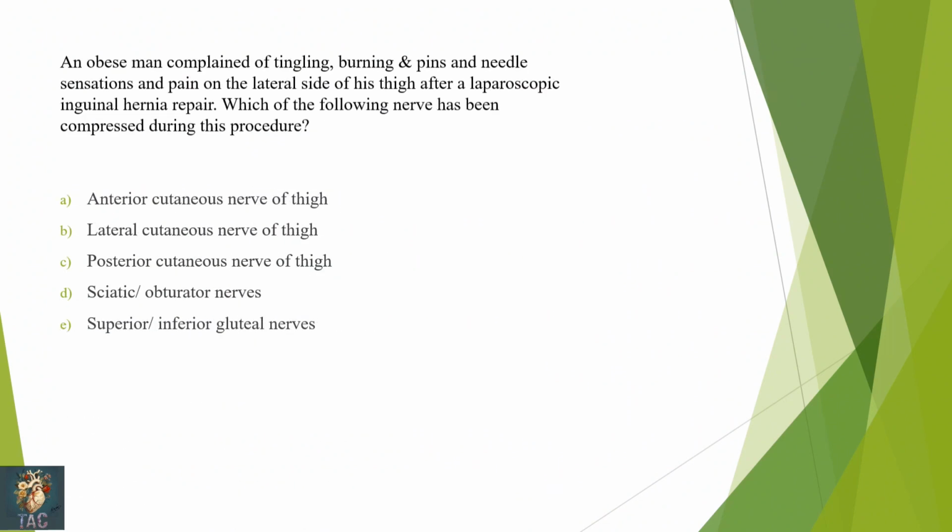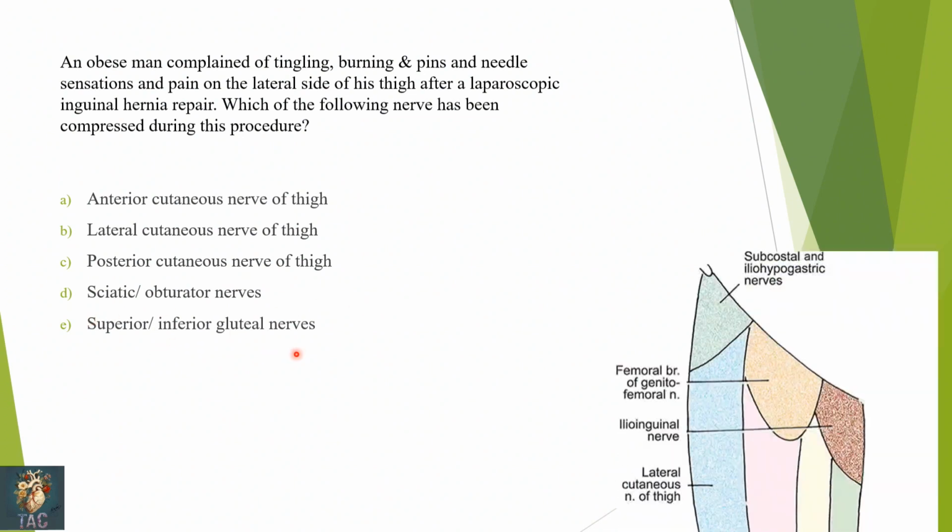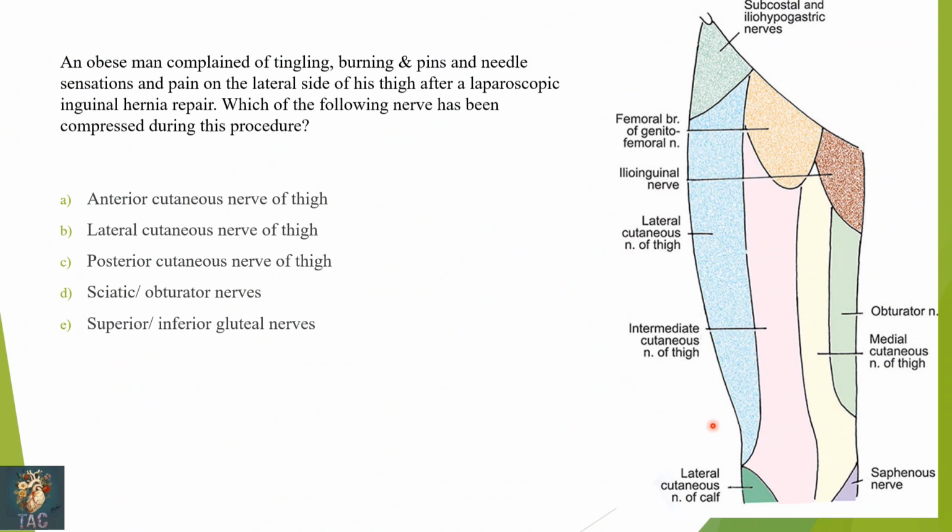Next, an obese man complained of tingling, burning, pain and needle sensation on the lateral side of his thigh after a laparoscopic inguinal hernia repair. Which of the following nerves has been compressed during the procedure? That is the anterior cutaneous nerve of thigh, the lateral cutaneous nerve of thigh, posterior cutaneous nerve of thigh, sciatic or obturator nerve. So look at this diagram. The lateral area of the thigh is supplied by the lateral cutaneous nerve, and this is the answer.